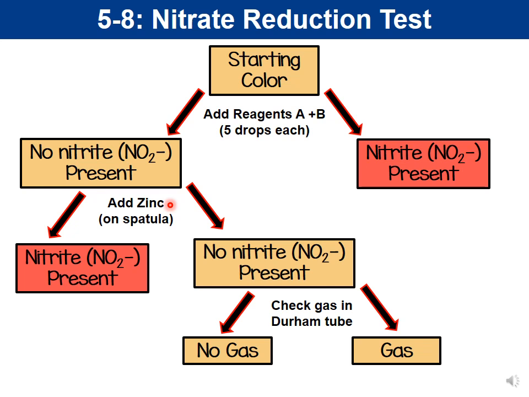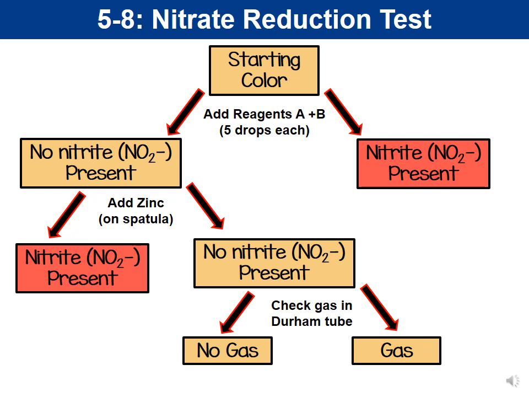And so that's why we have to add the zinc. You want to know that the zinc is a reducing agent. It's going to artificially reduce any nitrate still in the broth to nitrite. You want to know, how do we distinguish between denitrification and ammonification? And again, it's looking for gas in the Durham tube.